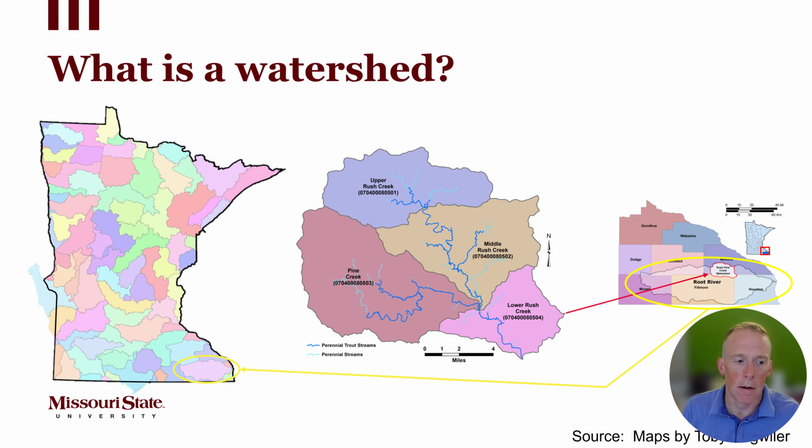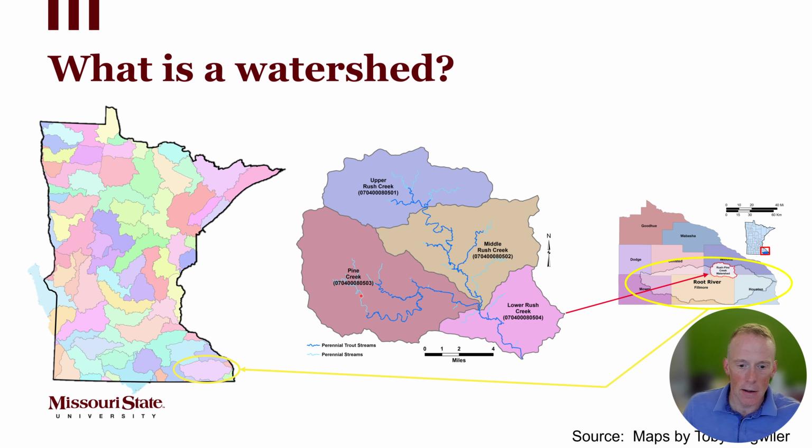So what is a watershed? A watershed is all the area on a landscape that drains to a specific point. So here I have an example. In the center of the slide here is the Rush Pine Creek watershed. That watershed has two main streams and several tributaries to those streams in it.